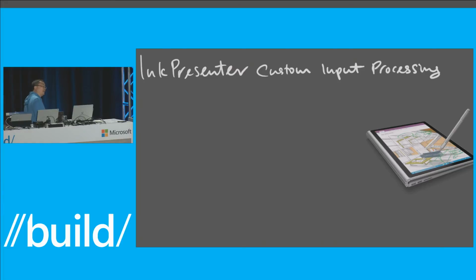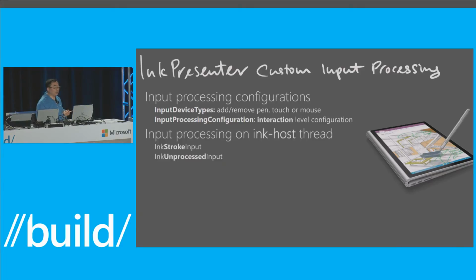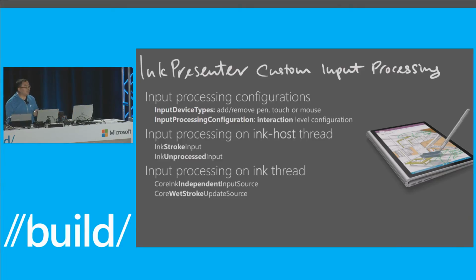We also talked about in last year's Build, for developers who want to do custom input processing, there's various ways to configure which input is processed by the OS, and which input is processed by applications. And there's a lot of information on MSDN, and we also have simple ink and complex ink samples that show you how to do that. I encourage you to take a look and email us if you have any questions.